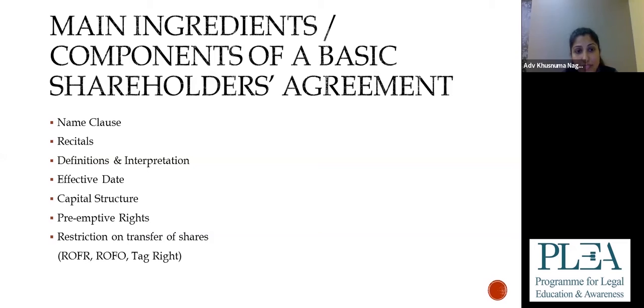You will also see an effective date clause. Now, this clause will cover as to when the parties desire the shareholders agreement to be effective from. Now, in certain shareholders agreements, you won't find this as a clause, but it will be defined in the start of the shareholders agreement itself. Moving on, you have the capital structure clause. Now, this clause will cover the shareholding pattern of the company on a fully diluted basis.